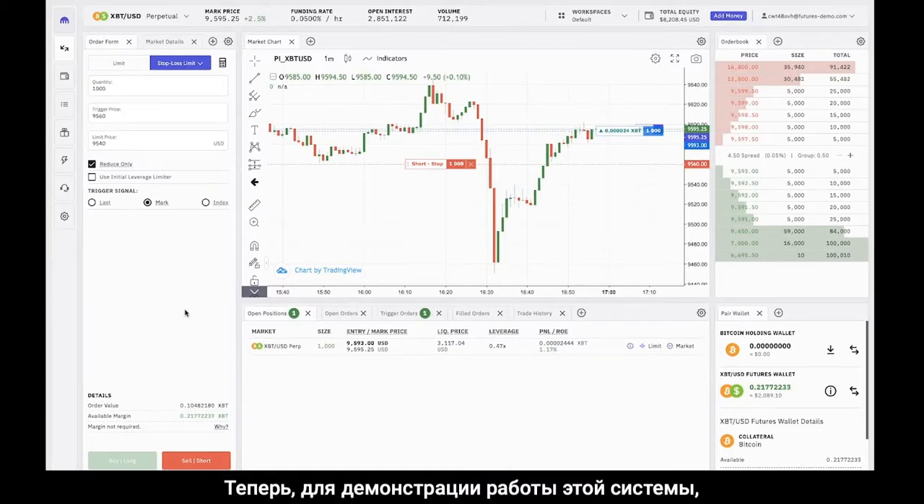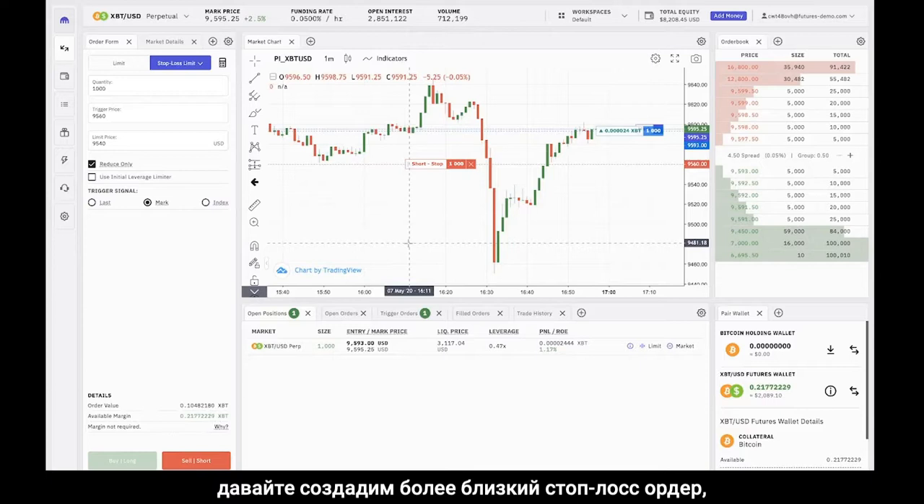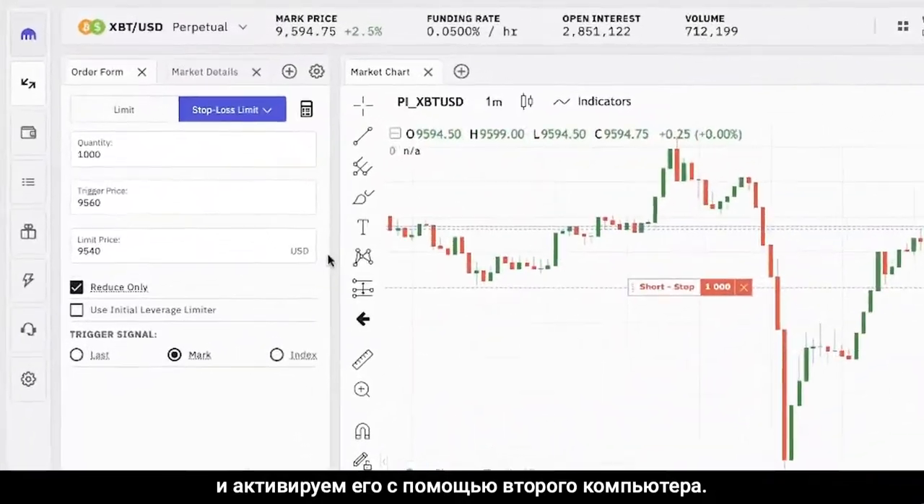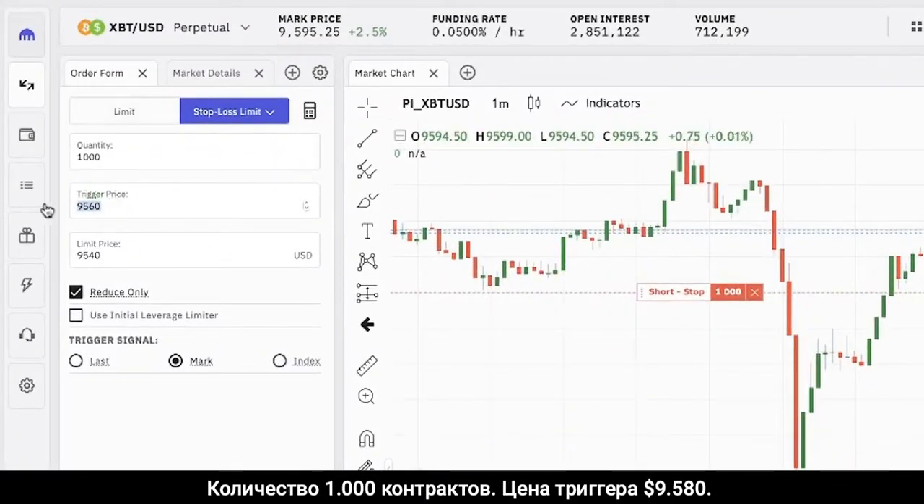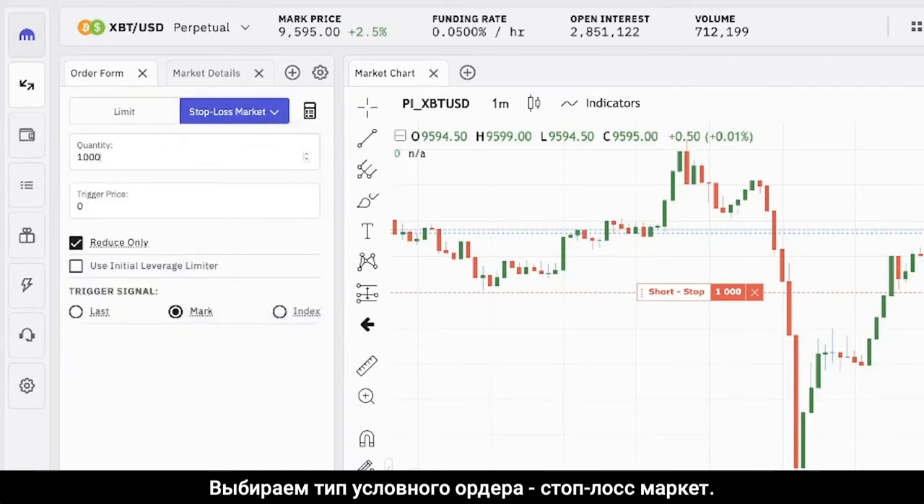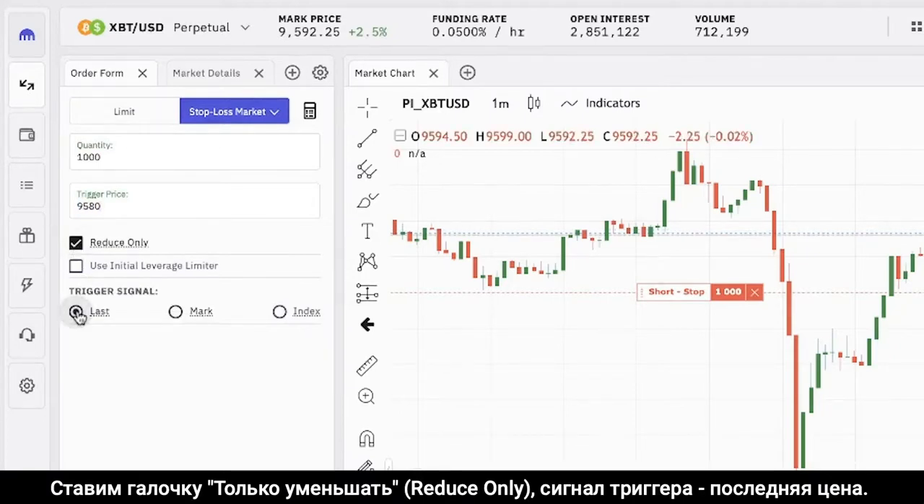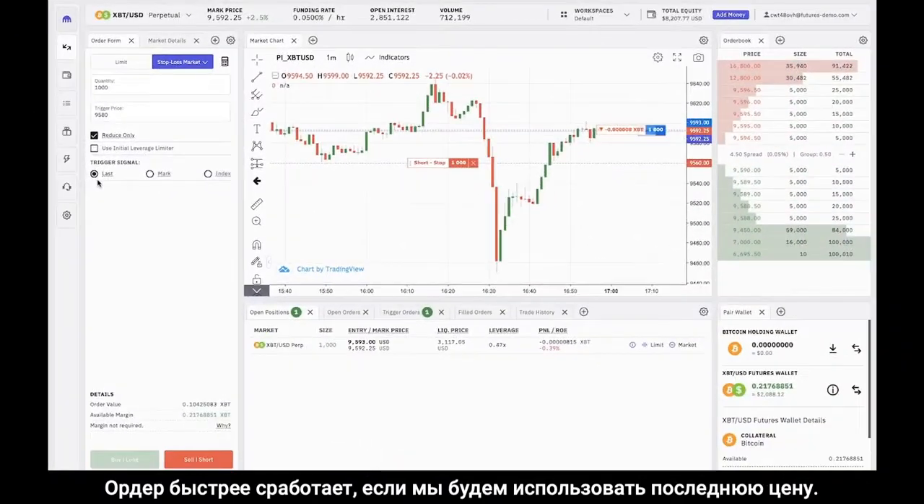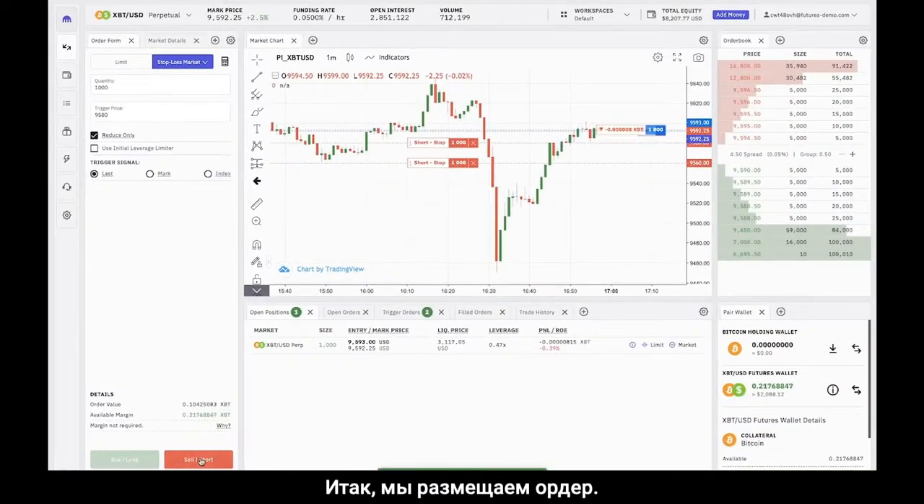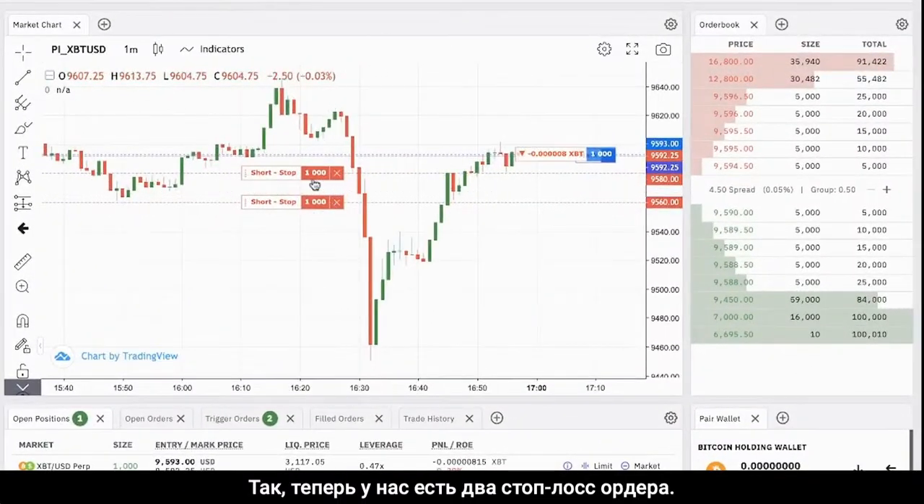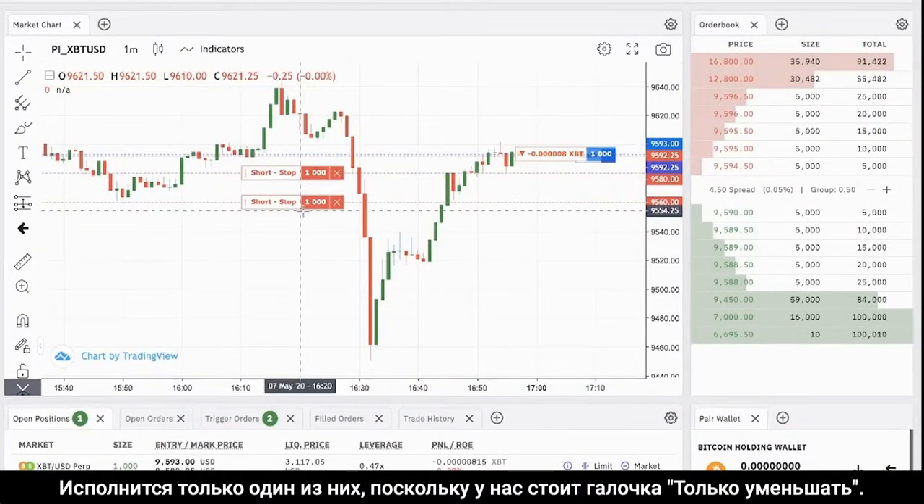Now to demonstrate this system working, let's put in a much tighter stop loss order and then trigger it using a second computer. So right now we're going to do 1,000. We're going to do a trigger price of, say, 9,580, and we're going to do it stop loss market 1000, trigger price 9580. We're going to do reduce only, and we're going to do it as last price because it'll be easier to trigger if we use last price. So we're going to put this order in here. So we now have our 2 stop losses. Because it's reduce only one will fill.